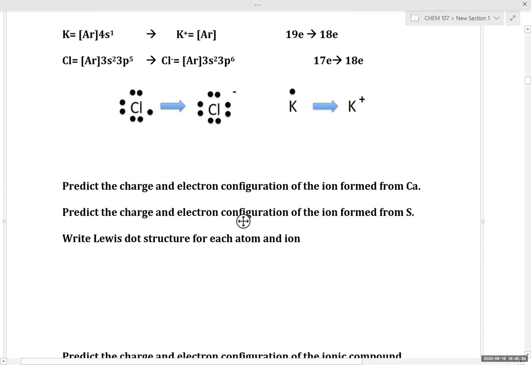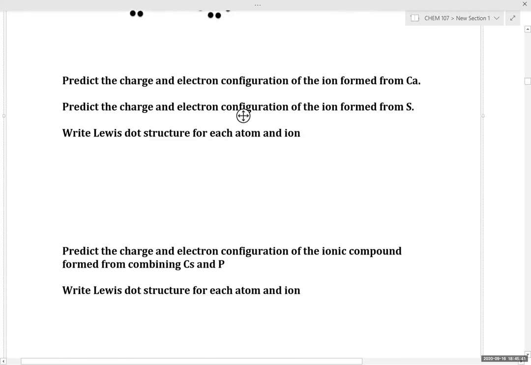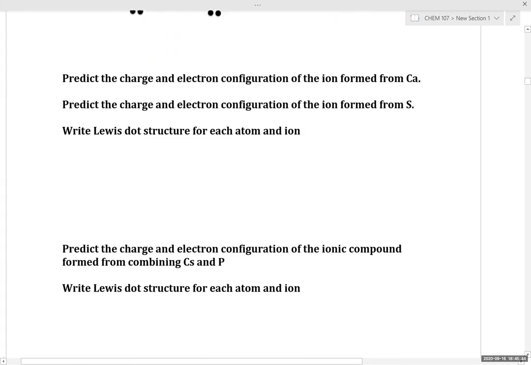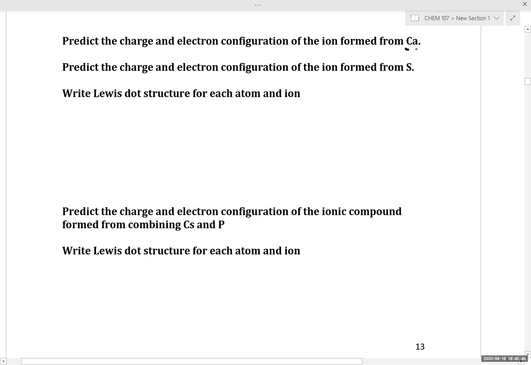So what I want us to do as our last exercise, I'd like you to show the Lewis dot structure for each atom and each ion. In this case, I'd like you to draw the Lewis structure for calcium and then show the Lewis structure for the ion formed from calcium. I'll do this first example and you'll do the second involving cesium and phosphorus.